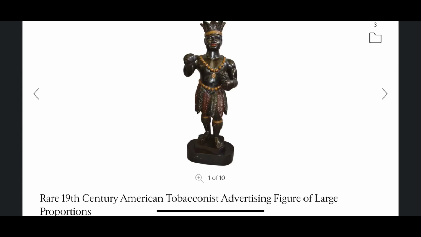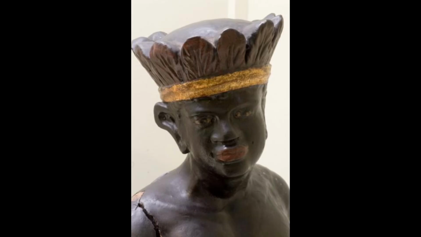Here we have a rare 19th century American tobacconist advertising figure of large proportions. Now from the title or description and just looking at the figure's attire, we can definitely make an inference that this is an American Indian, correct? You get a little closer, you look at his features, they start to look a little Negroid, although the attire doesn't change, still dressed like an American Indian, right?